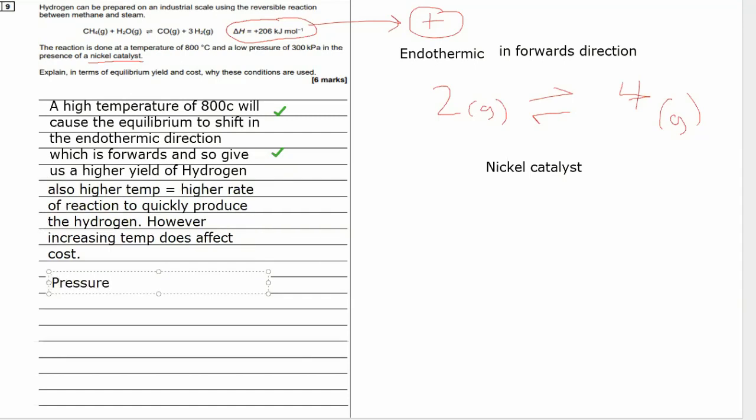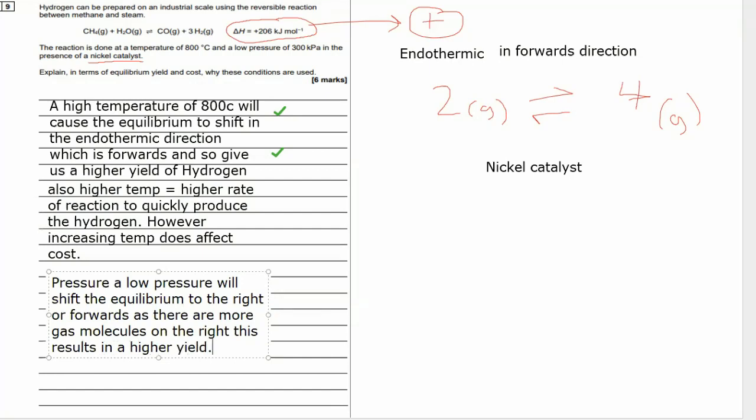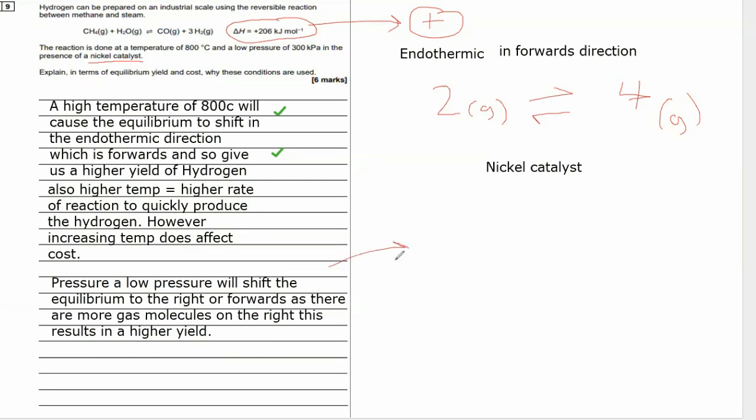Right, if we use a low pressure, it's going to force the equilibrium to shift in the direction of the most gas molecules, which is the right-hand side, the forwards direction, which gives us a high yield. So we've used the comparatively low pressure. I think the pressure was 300 kilopascals, only like 3 times atmospheric pressure. So this is going to force the reaction to the right, where we're going to get a higher yield of hydrogen as it tries to counter the change. Why does it go to the right? You're going to get a mark for saying there's more gas molecules on the right, so a low pressure shifts the equilibrium to the right.